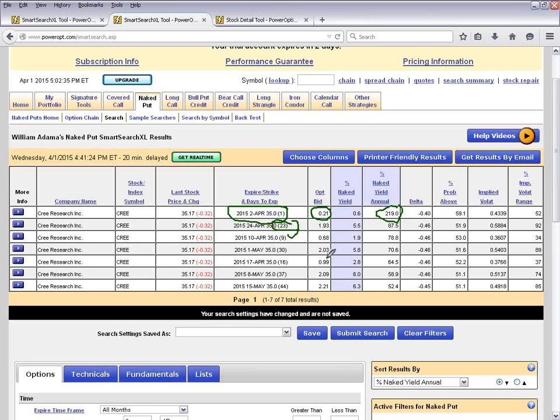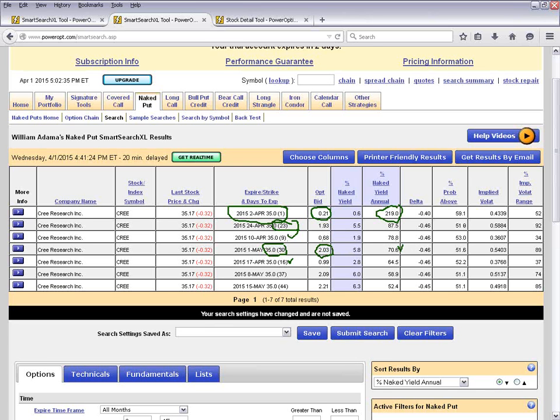But then we see that the next highest annual yield is actually 23 days out. It's not the 9-day out series, and it's not the 16-day out series. And we talked about that already. It's because of the earnings. And notice how the May 1st one creeps in here too, with a high yield of 70.6%, a bid of about 203.